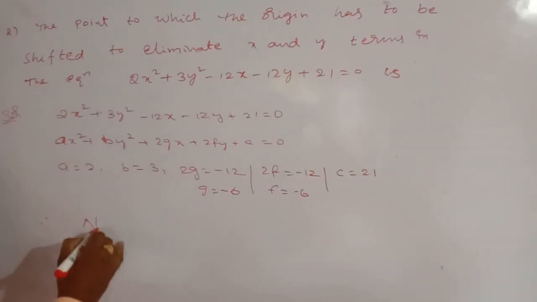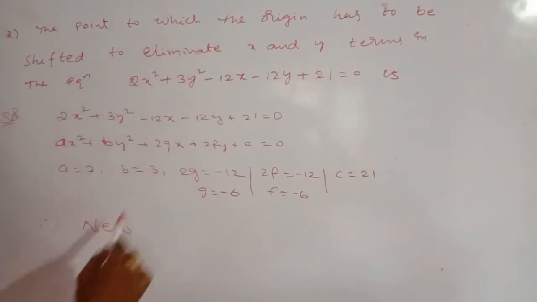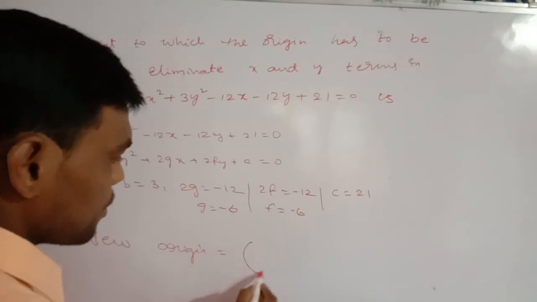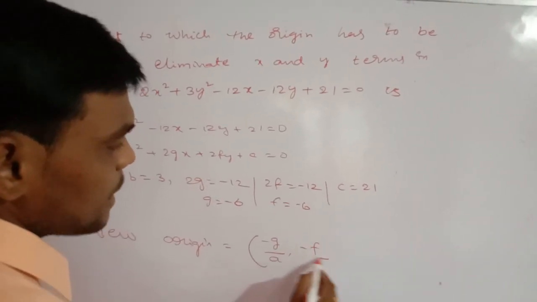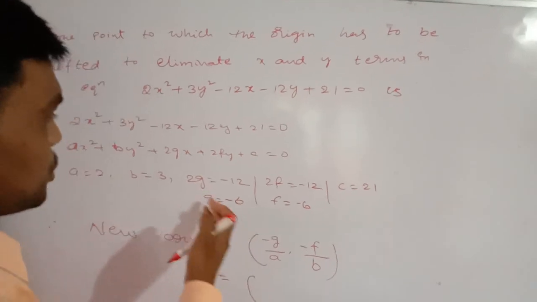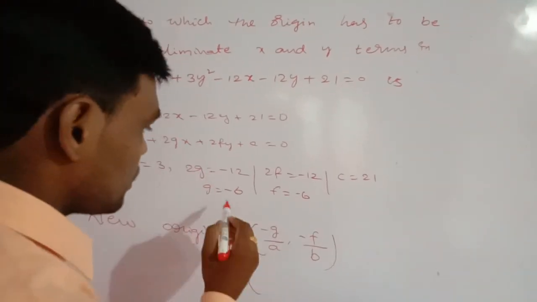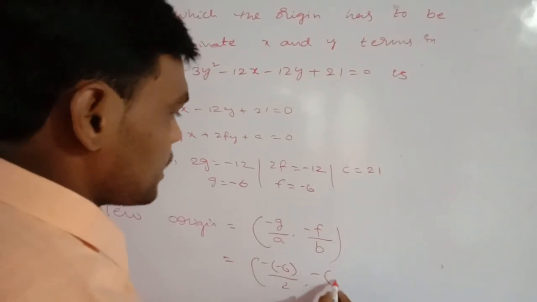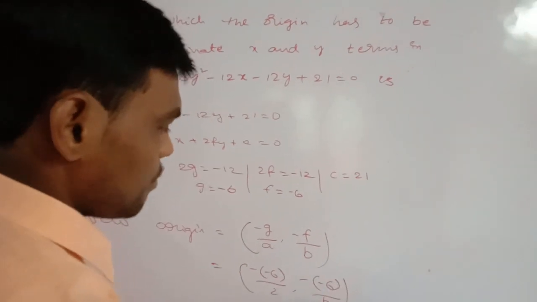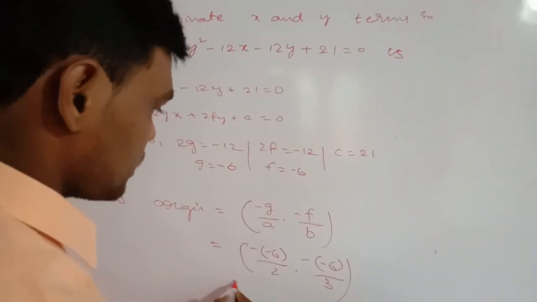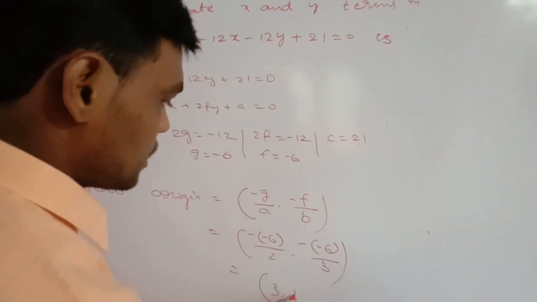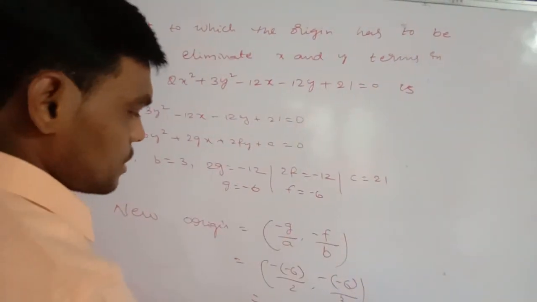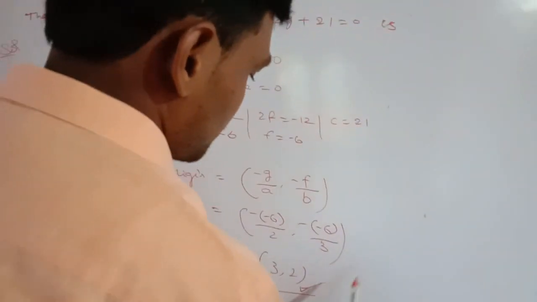Now the new origin is minus g by a comma minus f by b. Substituting the values: minus of minus 6 by a, which is 2, and minus of minus 6 by b, which is 3. 6 by 2 is 3, 6 by 3 is 2. Now the new origin is 3 comma 2. So the point to which the origin has to be shifted is 3 comma 2. Okay.